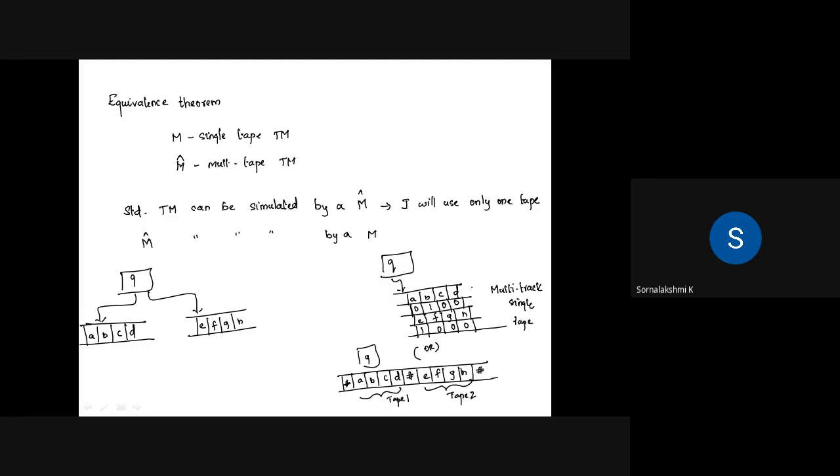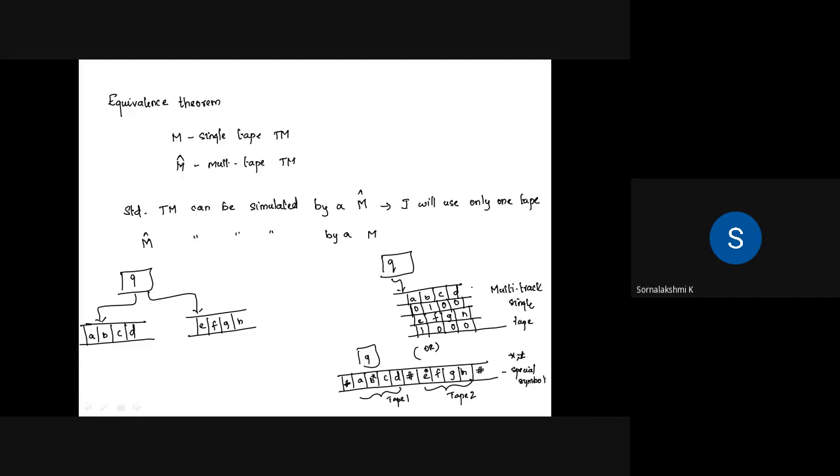But where is my pointer? I'll use another special symbol called asterisk to point to the current location. So both asterisk and hash are special symbols. Why do I use these special symbols? To convert a multi-tape to a single tape problem. I've converted a multi-tape Turing machine to a single tape Turing machine.